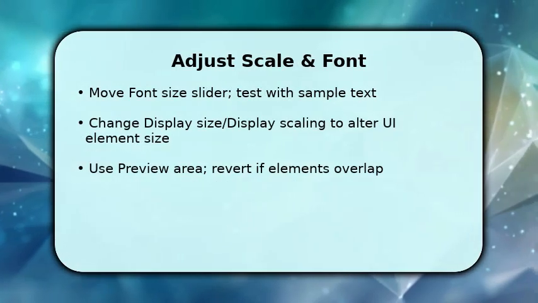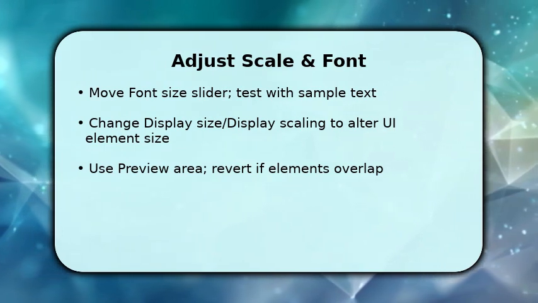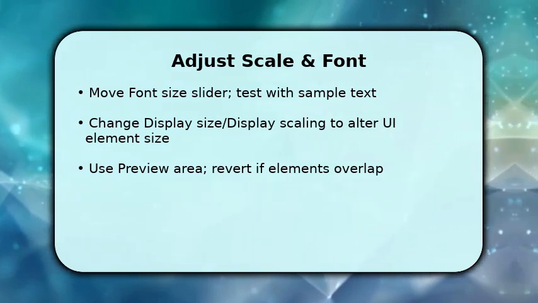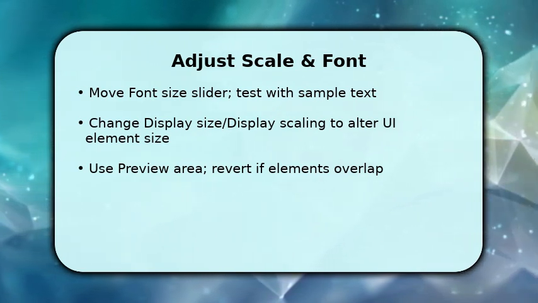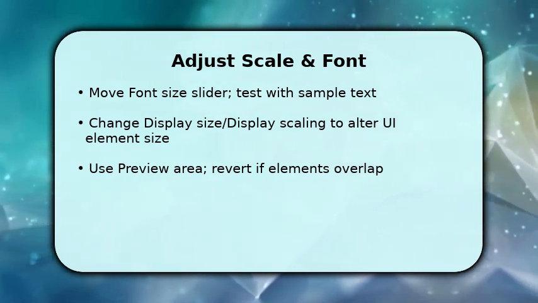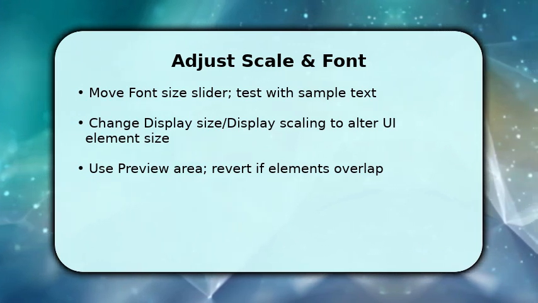Move the font size slider until sample text looks balanced, larger if reading is hard, smaller if layout feels cramped. Then change display size to scale icons, buttons, and settings. This affects tap targets and layout density. Use the preview area to inspect home screen and app layouts.